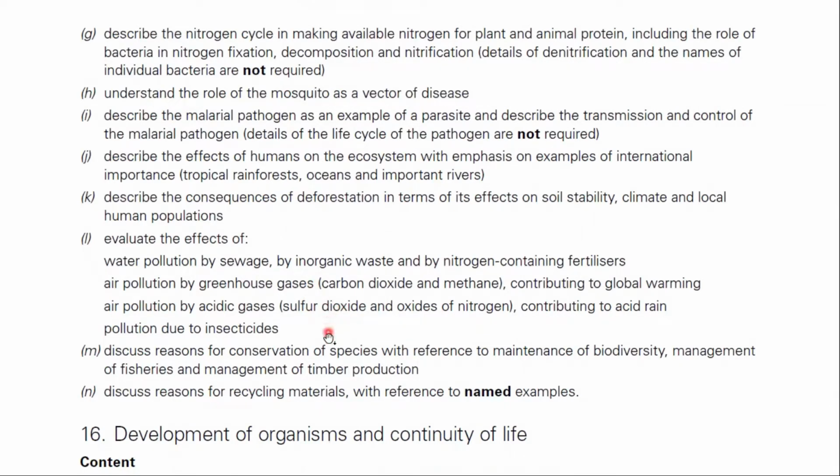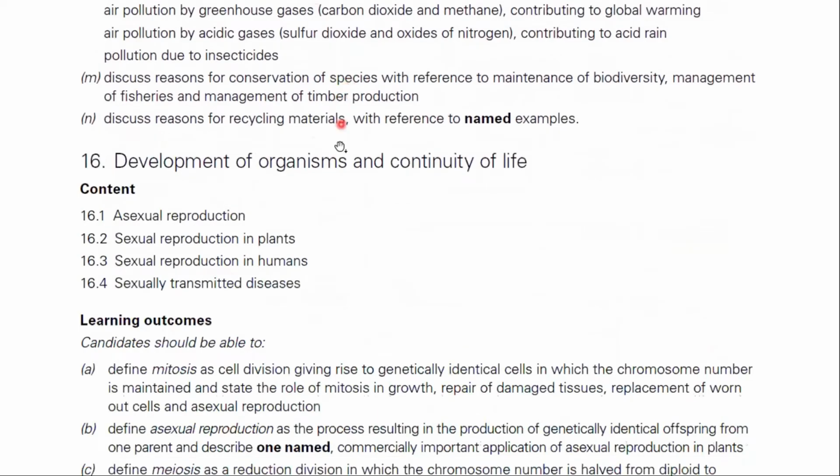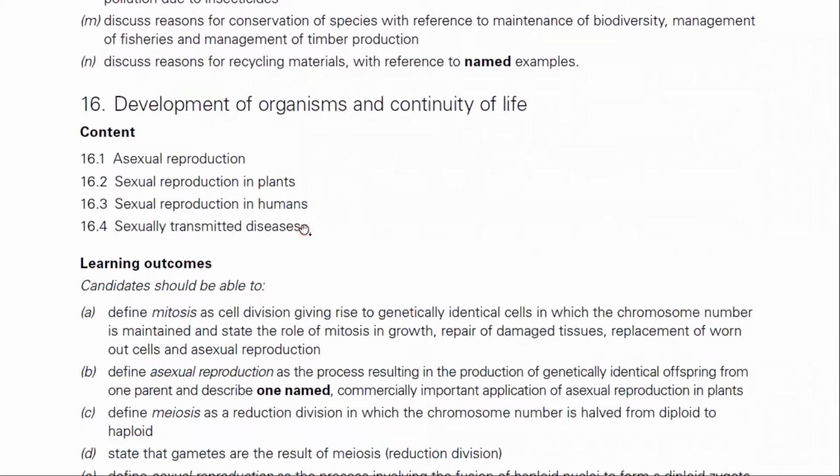Also, we'll be discussing different types of pollution, including water pollution, air pollution, and also the effect on biodiversity because of the pollution. Then we have chapter number 16, known as development of organisms and continuity of life, which is basically based on the reproduction of plants and humans and AIDS, and STIs, sexually transmitted diseases.